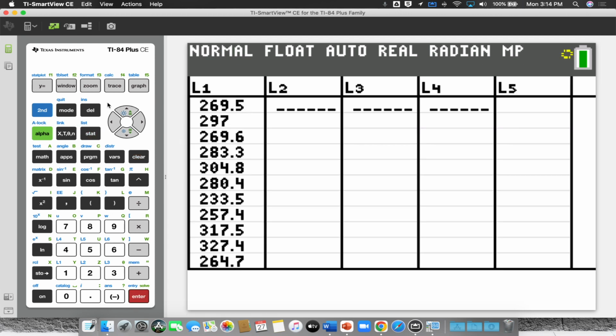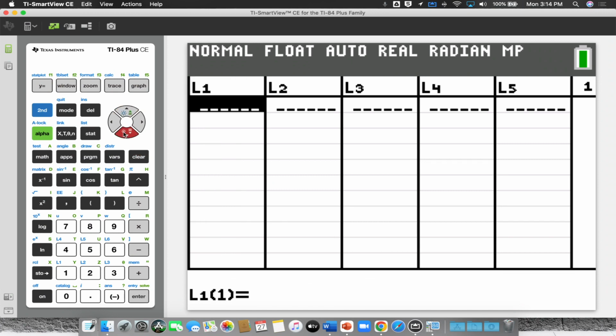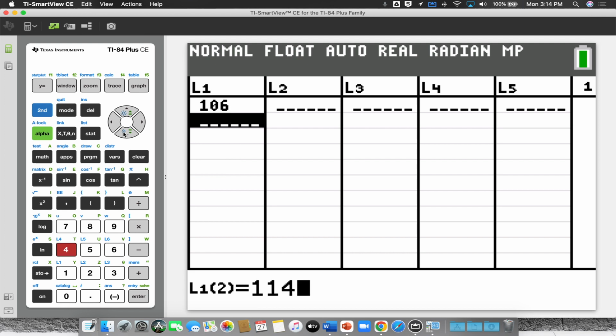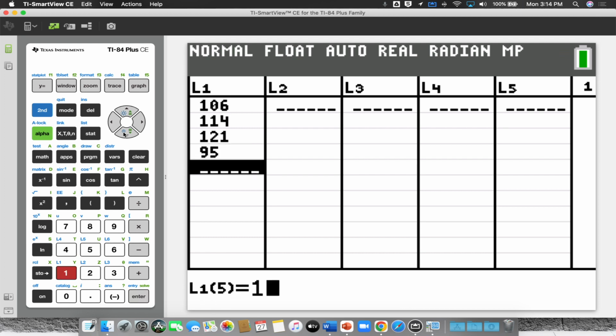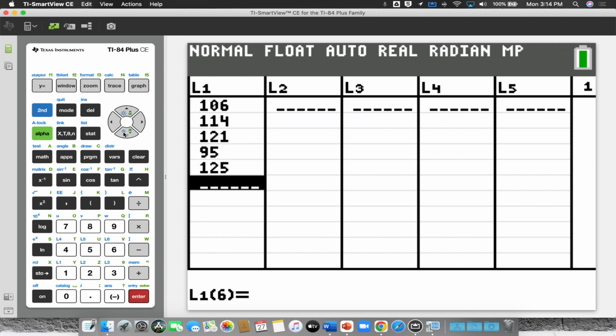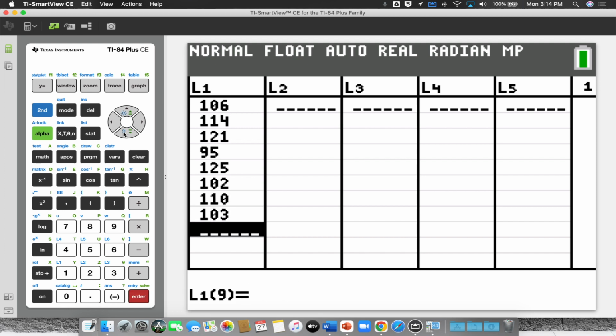So L1: 106, 104, or 114, 121, 95, 125, 102, 110, 103, 99, 108.